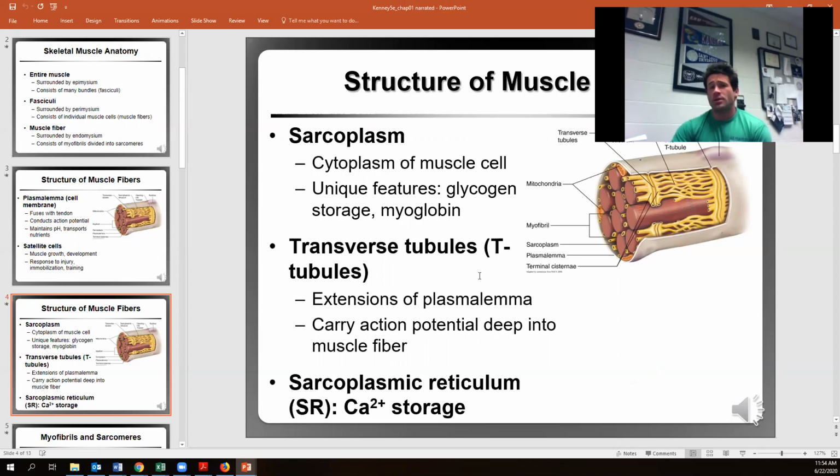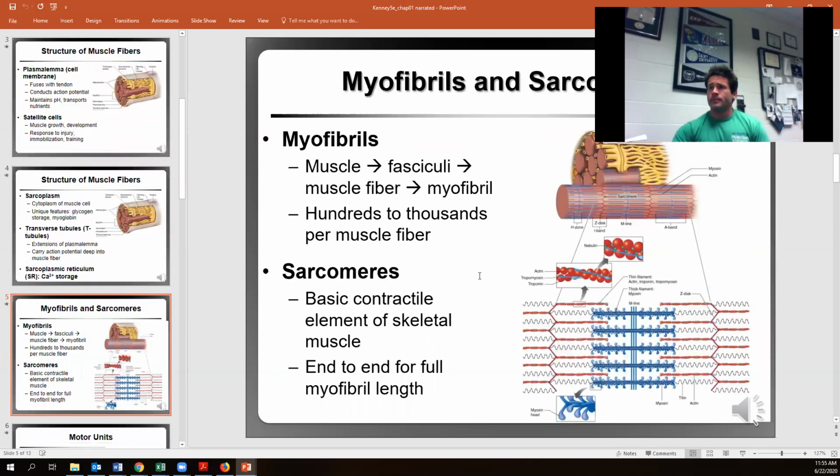Calcium in the sarcoplasmic reticulum is going to be stored or bonded to what's known as calsequestrin. When the action potential travels into the sarcoplasmic reticulum, the charge is going to change the configuration of calsequestrin, and that calcium is going to in turn leave the sarcoplasmic reticulum.